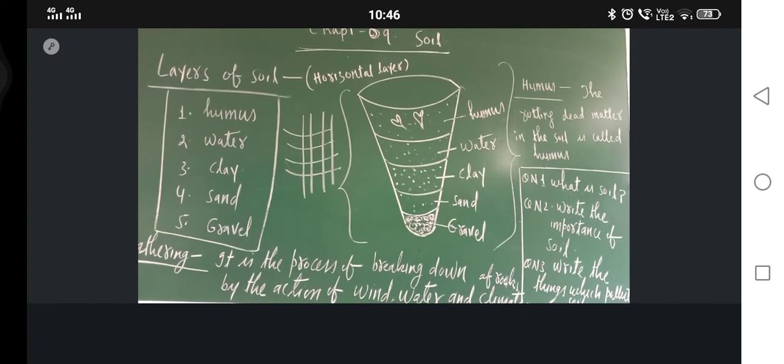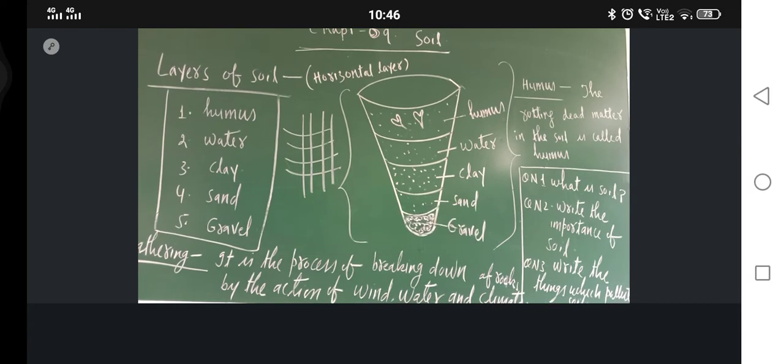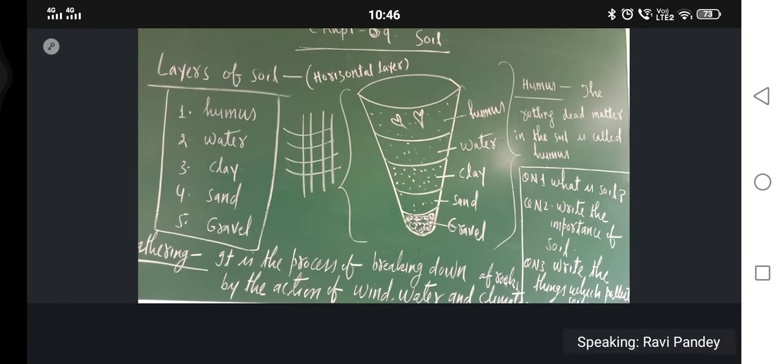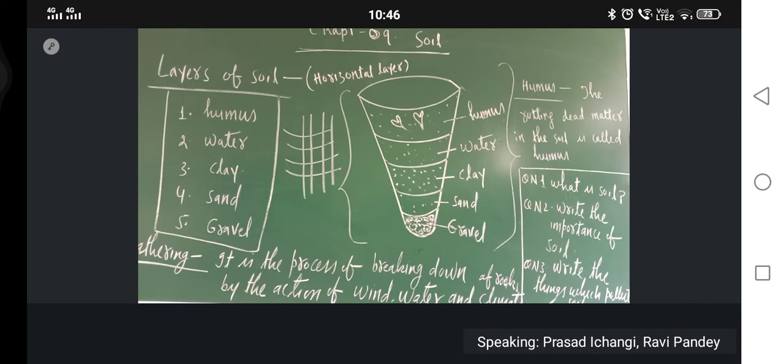Now I am going to teach you the soil profile. What is the soil profile? It is the vertical section. Right now, what kind of section have I taught you? Horizontal layers. Now I will teach you the vertical layer of soil. That is called soil profile.